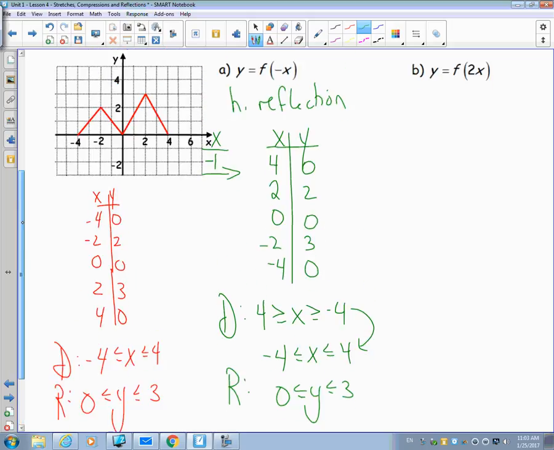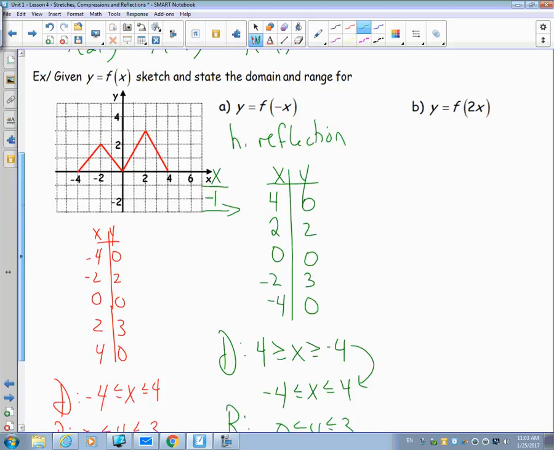Let's graph it and see if our domain and range actually make sense. So my first point is now 4, 0, then 2, 2, join them, 0, 0, join them, -2, 3, join it, and -4, 0, join it. And there's a horizontal reflection, a mirror down the middle. My domain goes from -4 to 4, yep. My range goes from 0 to 3, done.